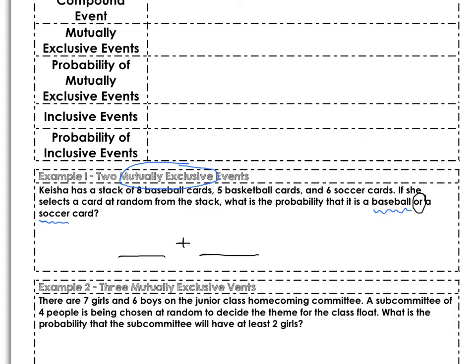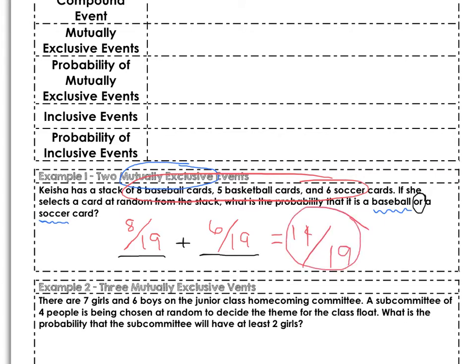So the first probability we're dealing with is what is the probability of drawing a baseball card? Well, there are 8 baseball cards out of a total of 19 cards. And I got 19 by adding 8, 5, and 6, the total number of cards provided in the problem. The next part of the problem is soccer card. Well, the probability of drawing a soccer card is 6 out of 19. And when I add these two probabilities together, I get the probability of 14 out of 19. So I have some pretty good odds here.